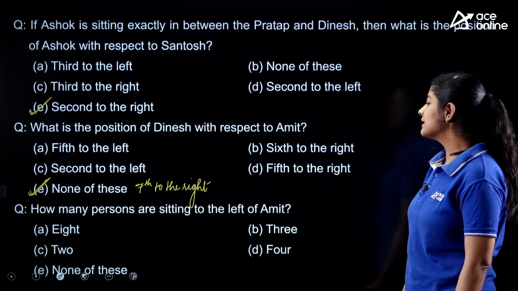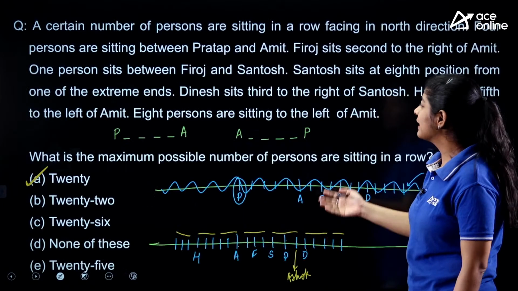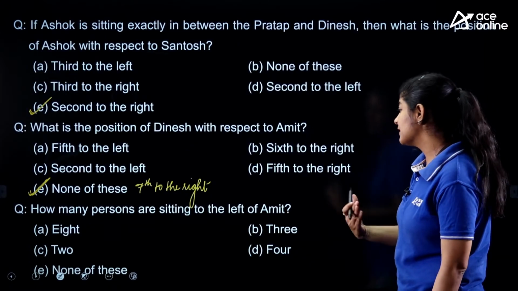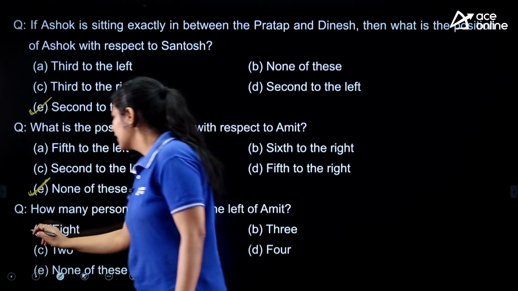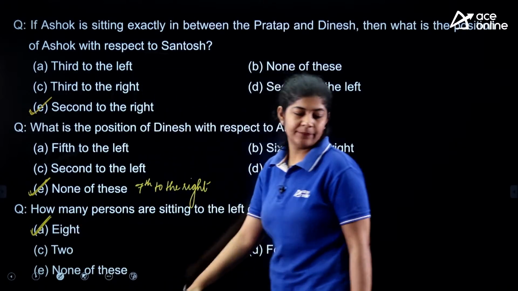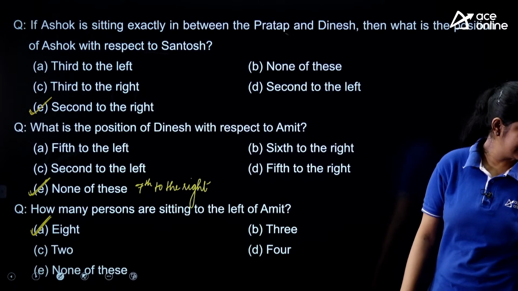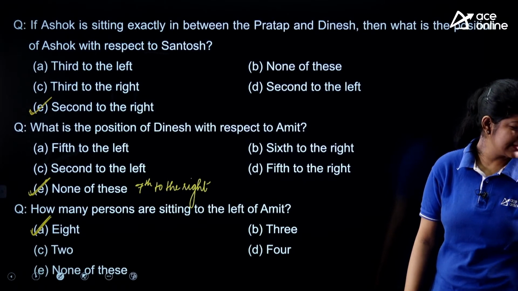How many persons are sitting to the left of Amit? It is clearly mentioned in the question: 8 persons are sitting to the left of Amit. Option number A is the correct one. It's very clear, a very easy one.